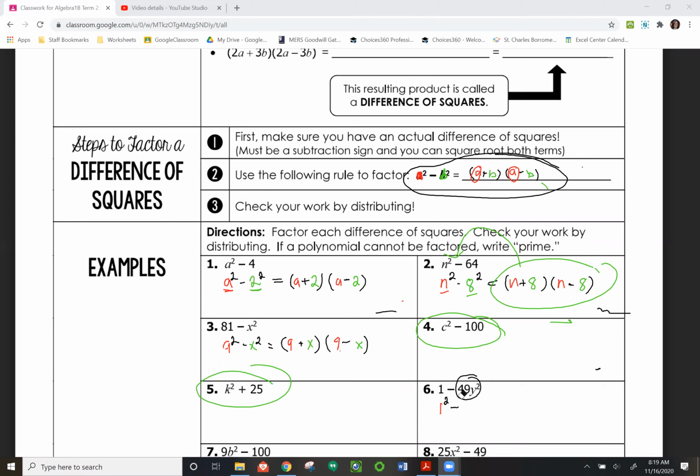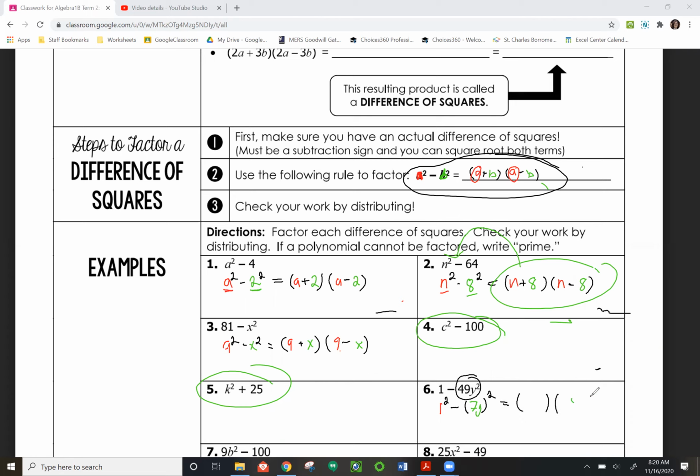49 is the same thing as 7 squared, right? 49 is the same thing as saying 7 squared. So instead of saying 49y squared, I'm going to rewrite it so that the whole term is being squared, so that I'll have 7y squared. Okay, so you need to make sure that the whole term is being squared, not only the variable, but the coefficient as well. Okay, so now that we have two terms, there's a subtraction, and they're both written as a squared, I can factor.